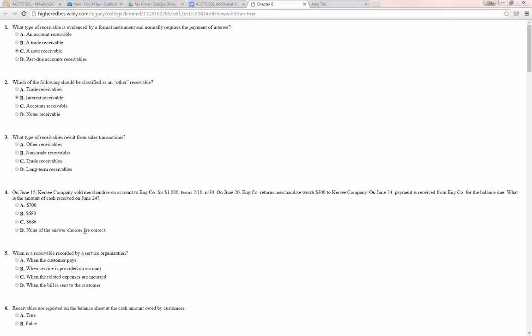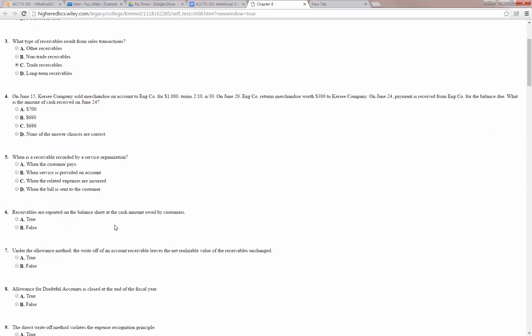Number 3, what type of receivables result from sales transactions? That would be a trade receivable. Trade just means the normal course of doing business. So anytime I have a receivable that comes about because of that normal doing business sales, that's a trade receivable.